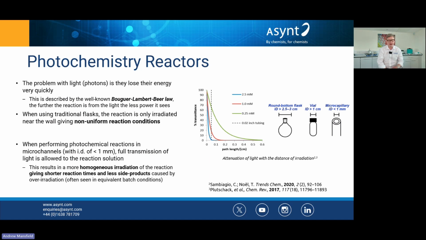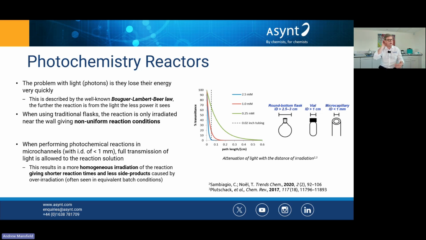If we now focus on the reactor, you can see that there are limitations with using photochemistry, with using light. One is the Bouguer-Lambert-Beer law, or the Beer-Lambert law, as it's most commonly known. This essentially tells us that the further away our reactor is from the light source, the less energy we have. The photons lose their energy very, very quickly, in the range of millimeters away from the light source.